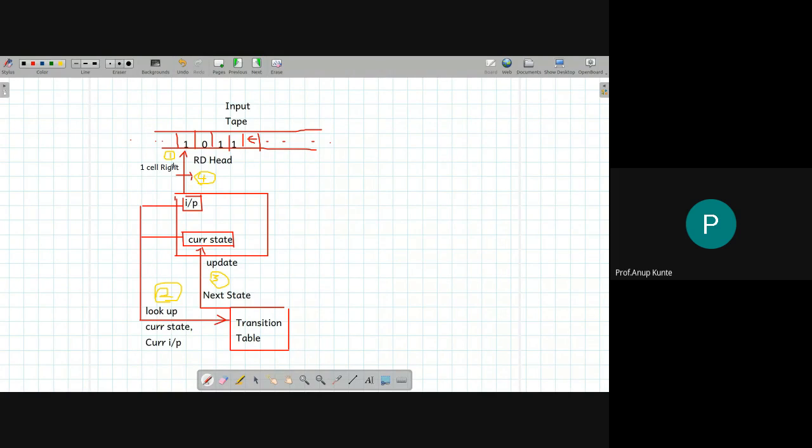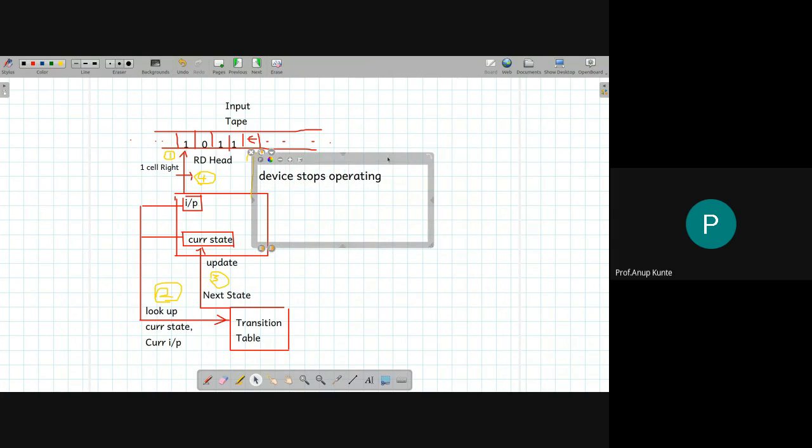Ultimately, when the tape head moves to this particular location, the device stops operating. Now the next input can be kept over here. This is an infinite tape and my device could keep doing the operations. I do not know how this will be realized, but this is how the device is constructed. This is the basis for the device.